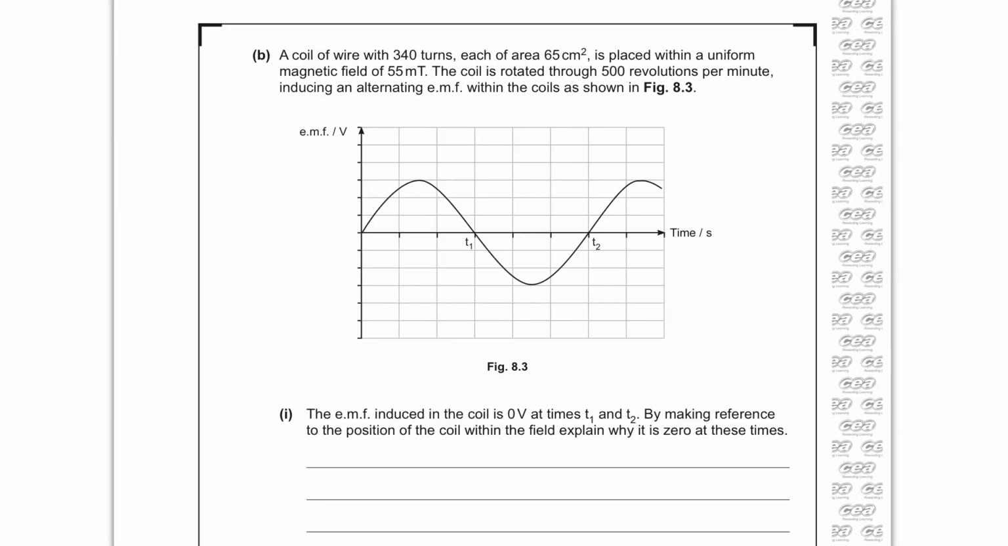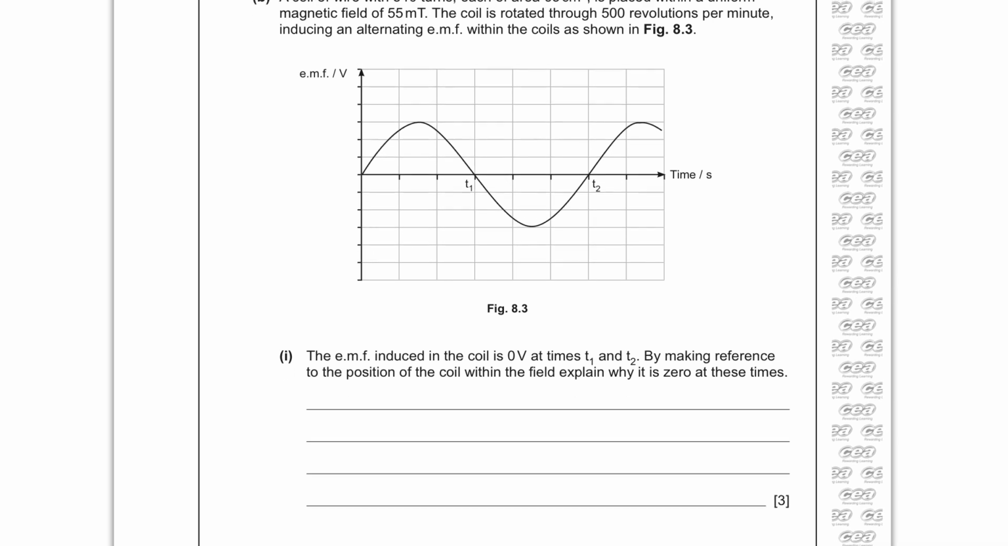Part B. A coil of wire with 340 turns, each of area 65 centimeters squared, is placed within a uniform magnetic field of 55 millitesla. The coil is rotated at 500 revolutions per minute, inducing an alternating EMF within the coil as shown in figure 8.3. The EMF induced in the coil is 0.0 volts at times T1 and T2. By making reference to the position of the coil within the field, explain why it is 0 at these times.